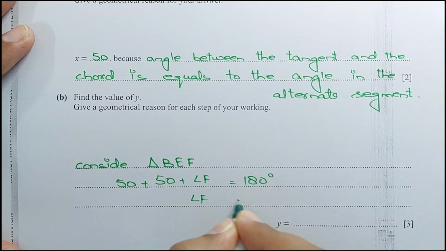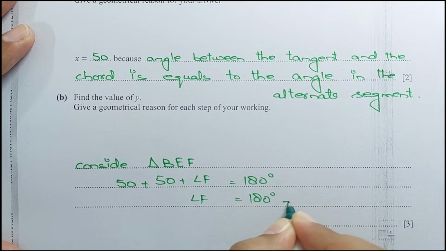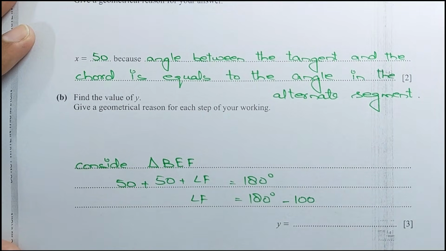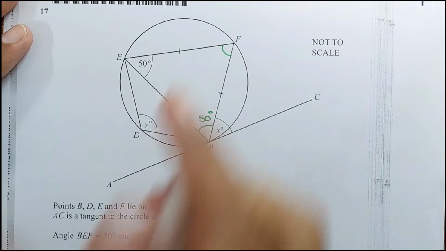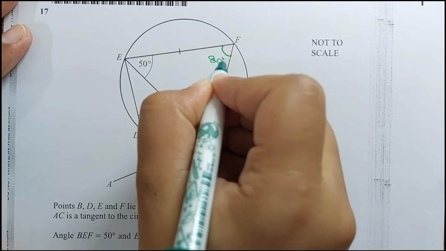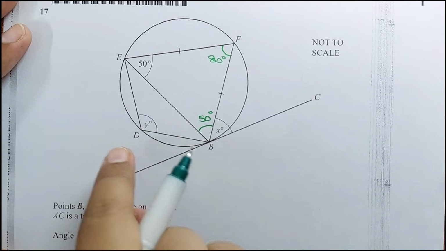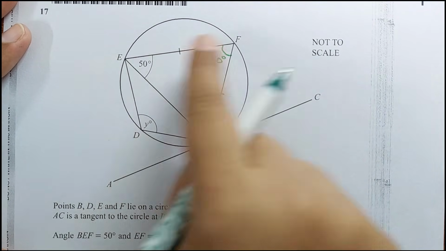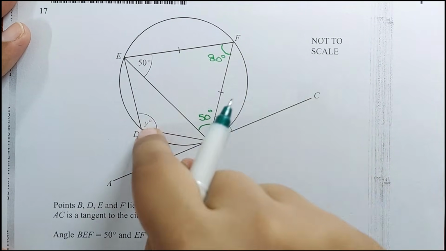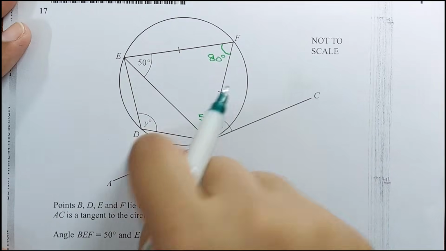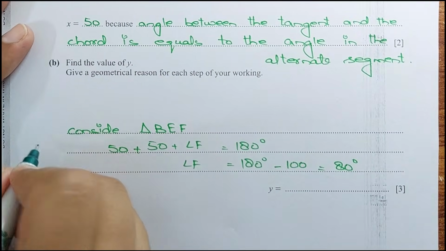Now angle F: from 180, you have to subtract 50 plus 50, which is 100. From 180 subtract 100, that equals 80 degrees. So this angle is 80 degrees. Now you can see B, D, E, F is a cyclic quadrilateral, and opposite angles in a cyclic quadrilateral add up to 180. Right. Now this is the first point.